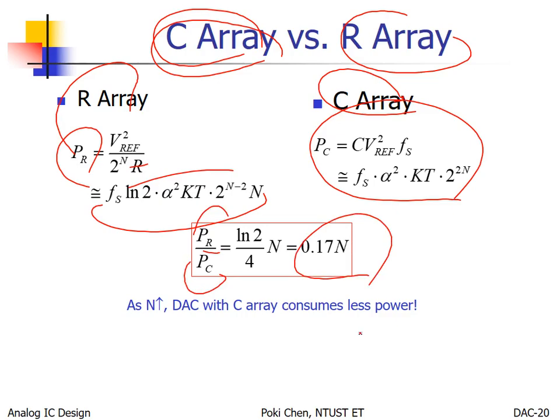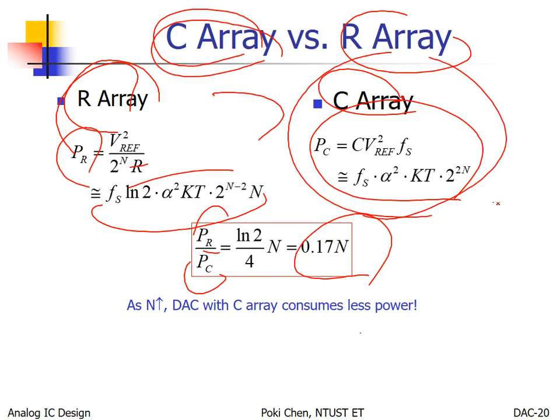For more than 5 bits, the R array will have larger power dissipation than the C array. Do you have any kind of design with less than 5 bits? Usually not. Only for very high frequency operation. So this is the reason why people always say capacitor array is more power saving than the others. But for how much? Usually 4 to 5 bits more.